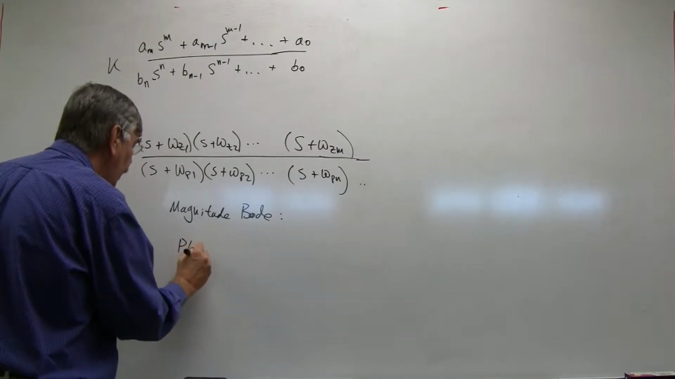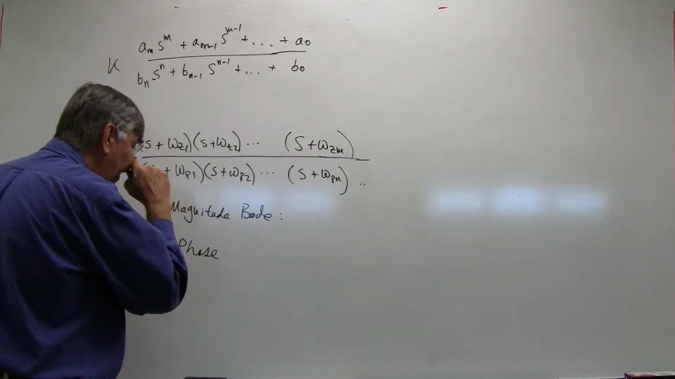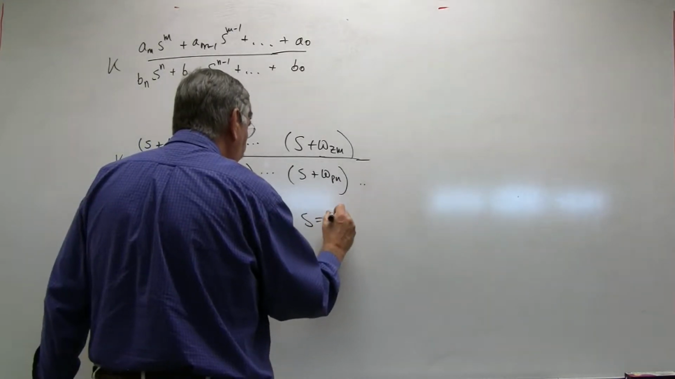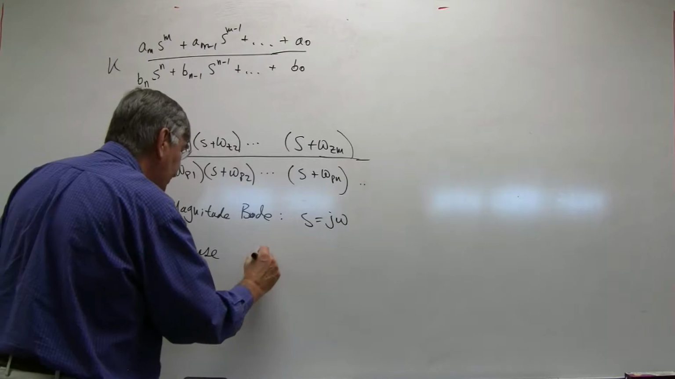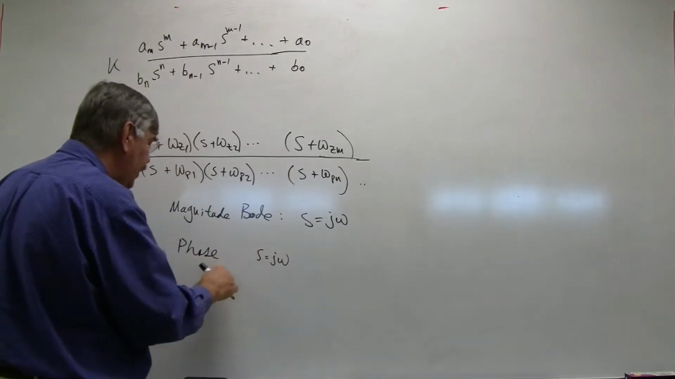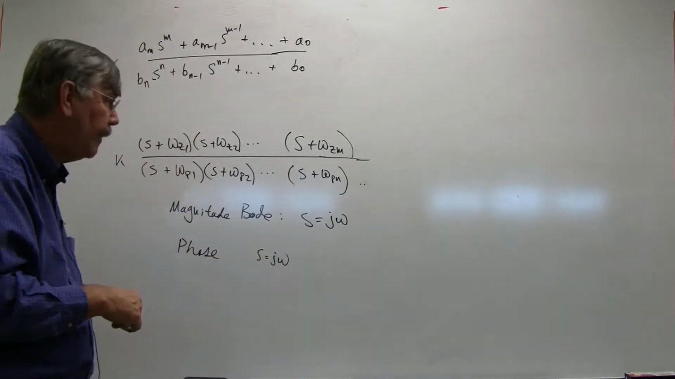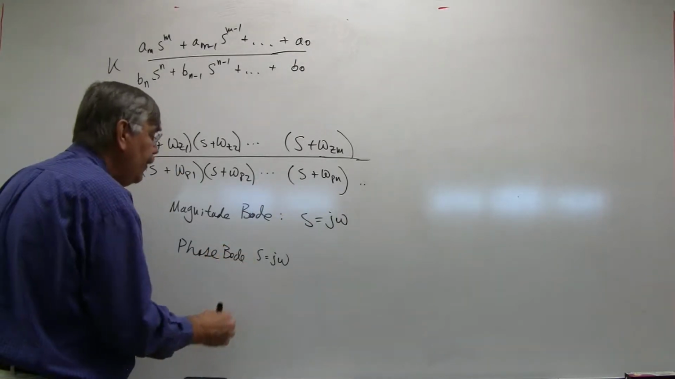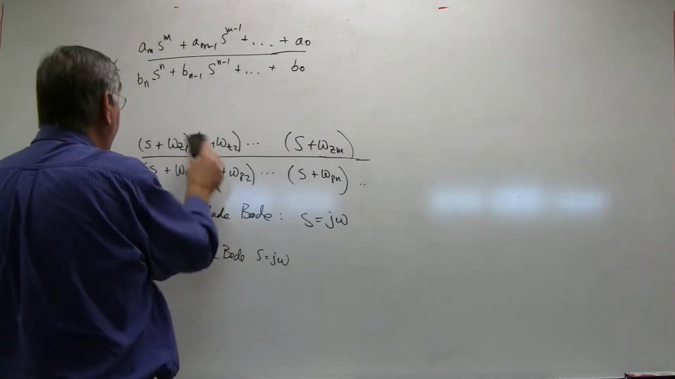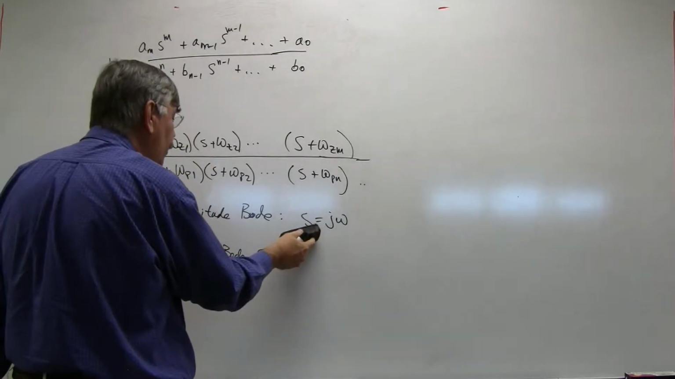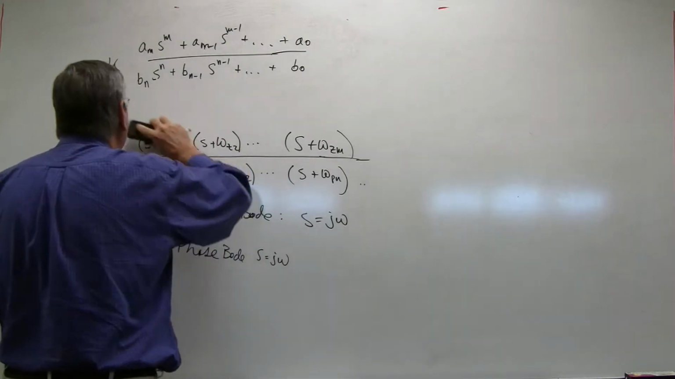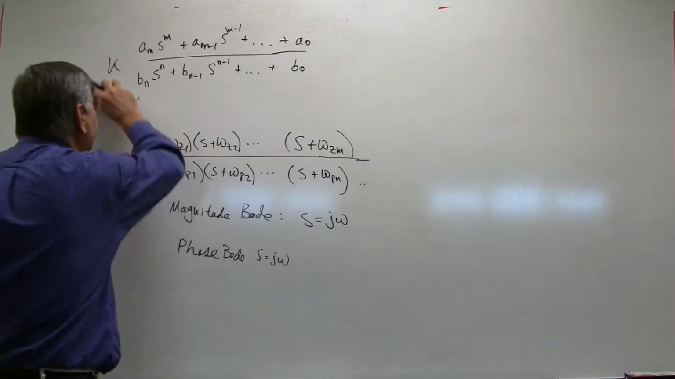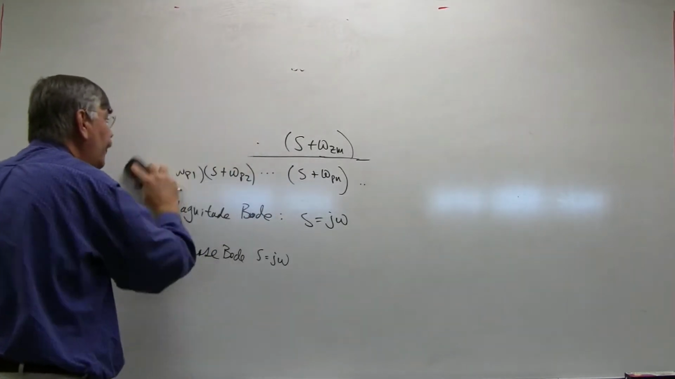We'll also do a phase plot of the phase of a transfer function as a function of frequency, where we let s equal j omega and make the phase a function of log frequency. Those two together will be the full Bode plot. So how do we do these things? We're going to have a function of this form, and we're going to evaluate it for s equals j omega, and I'll tell you the rest of the story as we go along.